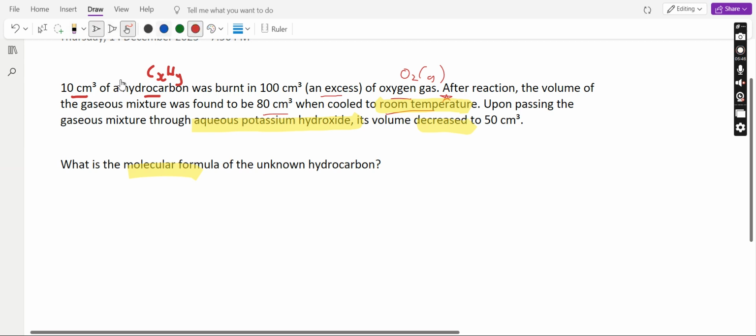Now when you face this kind of question, the first thing you would like to do is just write down the formula first.